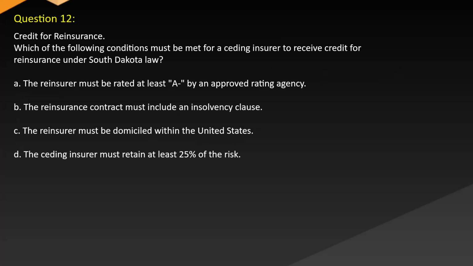Question 12. Credit for reinsurance. Which of the following conditions must be met for a ceding insurer to receive credit for reinsurance under South Dakota law? A. The reinsurer must be rated at least A by an approved rating agency. B. The reinsurance contract must include an insolvency clause. C. The reinsurer must be domiciled within the United States. D. The ceding insurer must retain at least 25% of the risk.